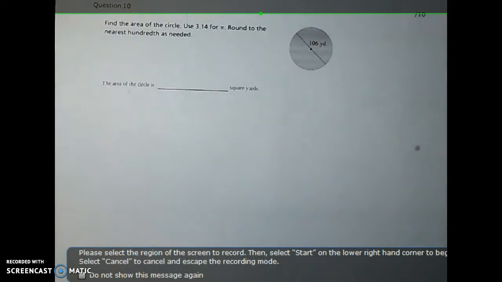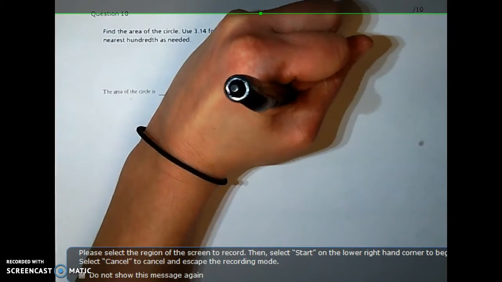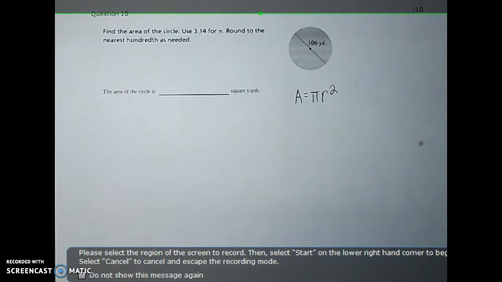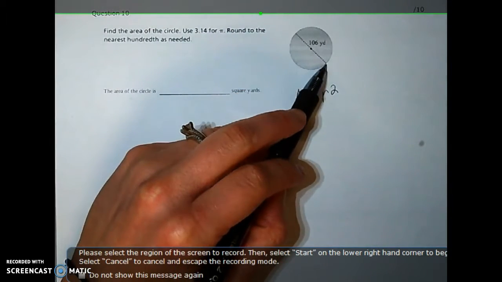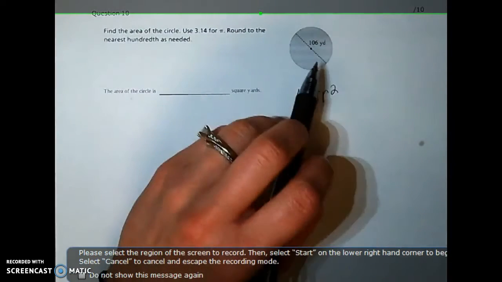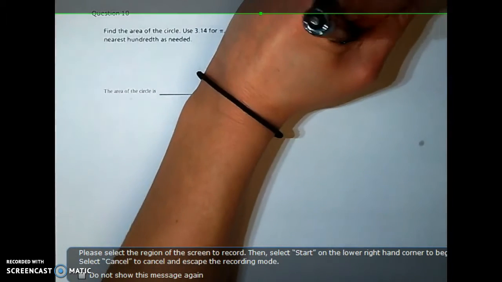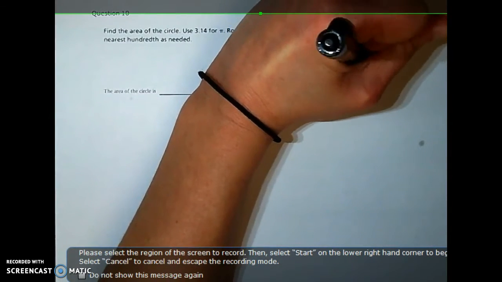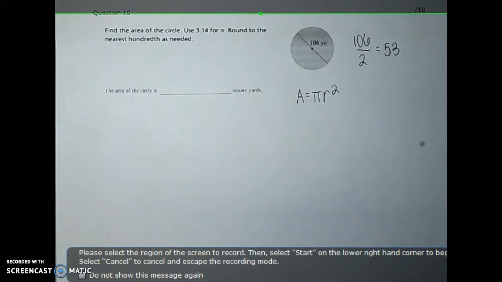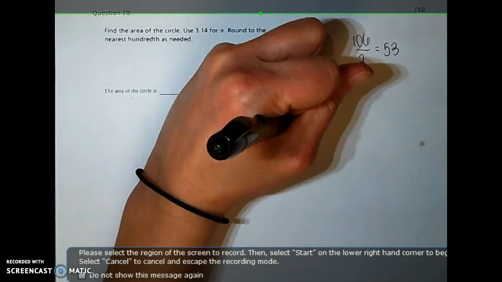Okay, so our very last example is looking at finding the area, but this time we're using 3.14 for pi. So again, area formula is area equals pi r squared. And in this case, notice that they're giving us our diameter, our distance across the circle. So before I can plug in, I have to divide that by 2 to get my radius. 106 divided by 2 gives me 53. So that's what I'm going to be plugging in for my radius.